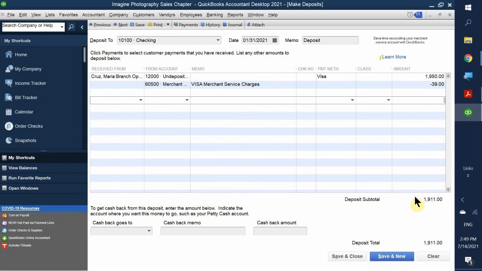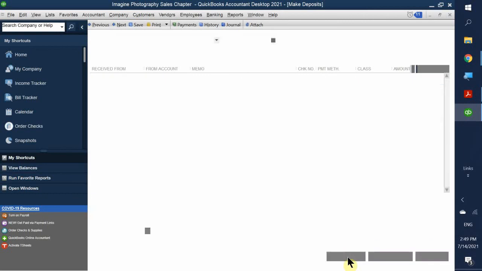you need to remember, if you're going to be using a credit card to accept customer payments, you also have to pay a certain percentage of your sales for you to collect the money. So in this case, I have to pay $39 to Visa for collecting this money for me. And I'm only going to be receiving 97% of my sales. Okay? So that is how we deposit credit cards. Okay? And once again, save and close.